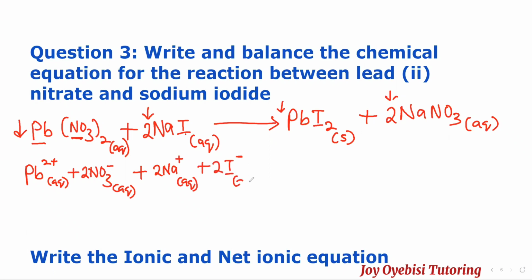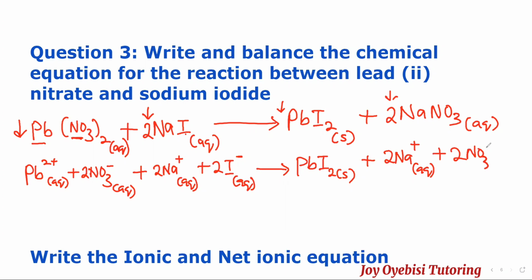Iodine negative aqueous. And then on this side, this is solid, so you can't break it into ions. You just have to leave it the way it is. It can be broken into ions. And then this one here will be 2 sodium plus aqueous and 2 NO3 negative aqueous. So this is what we call total ionic equation.